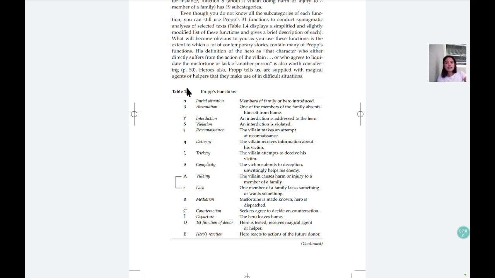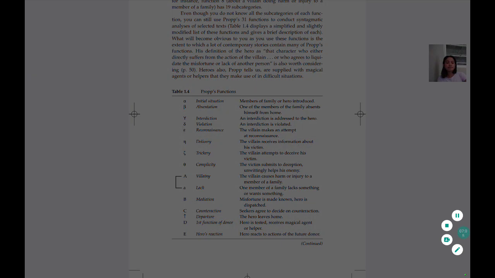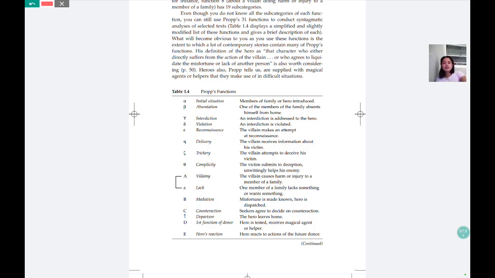Looking at this column, next is the second and the third. The third column is a definition. The first column, stated A, is the initial situation, where members of the family or the hero are introduced. The next one is absentation: one of the members of the family absents himself from home.